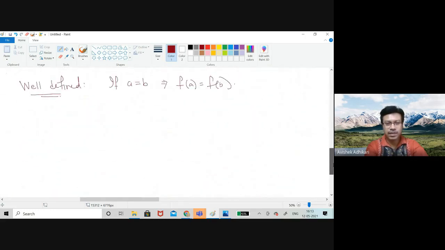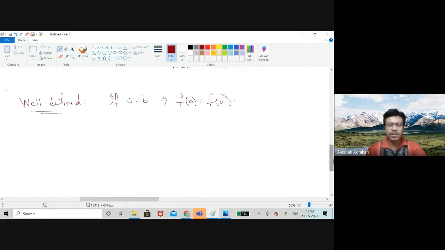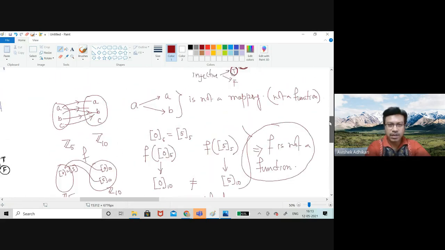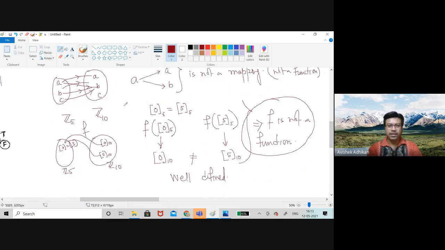That's why it is required to check whether a function is well defined or not, and then you need to do more things on it. Okay, why did that have a problem? First, let us have a look at why this element has a problem.